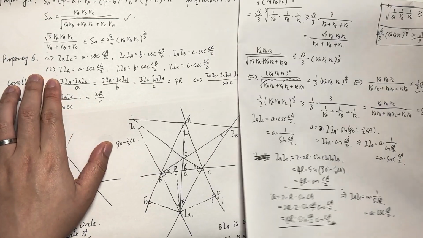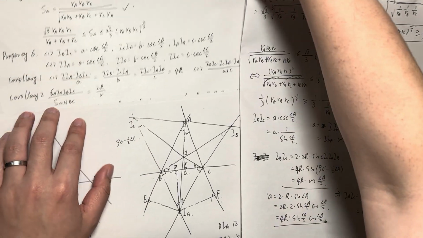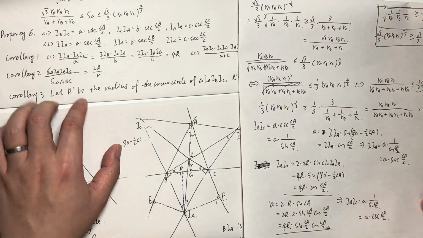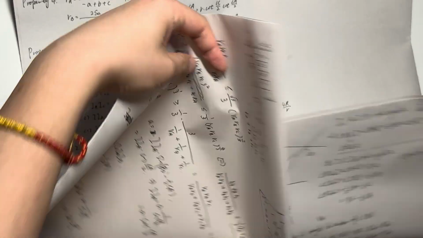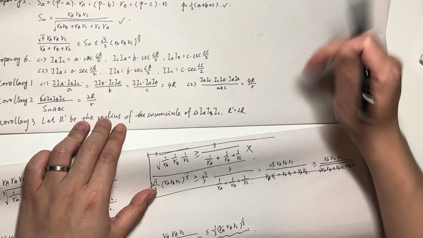And based on these two properties, we have several corollaries here. So the first one, I don't think we need this for now. Okay, let's just do the calculation.